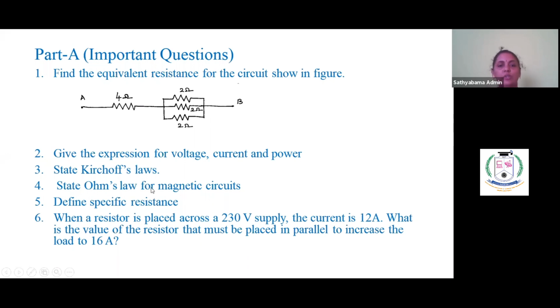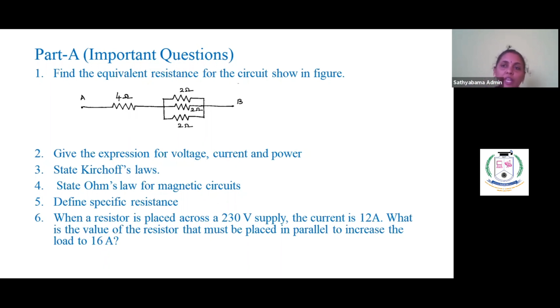State Kirchhoff's law. For Kirchhoff's law, you have to tell both Kirchhoff's voltage law and Kirchhoff's current law. We already discussed Kirchhoff's current law. What is Kirchhoff's current law? At any junction, the sum of incoming current is equal to the sum of outgoing current. And Kirchhoff's voltage law: in any closed loop, the algebraic sum of the voltages, the sum of the potential drops, will be equal to 0.